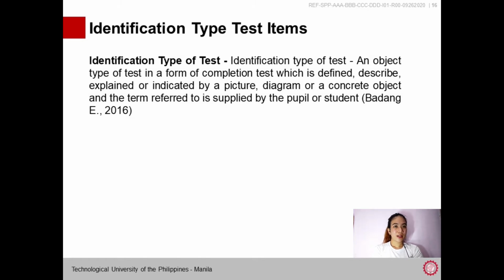So for the disadvantage of identification type of test, first one is it only measures the rote memory. When we say rote memory, it is the part of our memory where we remember the things or the objects that we see, we read about, we heard about. So that is the rote memory.